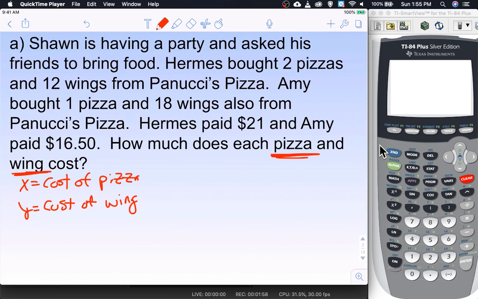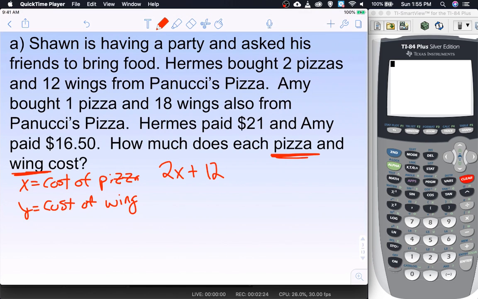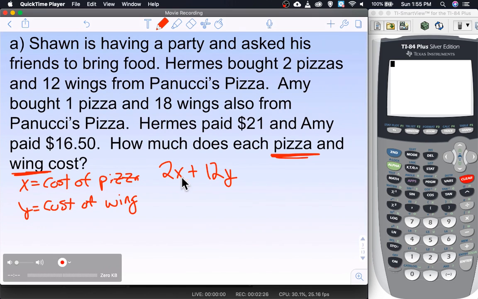Okay, so now reading through the problem again, Sean's having a party, asks his friends to bring food. Hermes bought 2 pizzas and 12 wings. And Amy bought 1 pizza and 18 wings. Hermes paid $21. So he bought 2 pizzas, so 2 times the cost of the pizza, plus 12 wings. 2 pizzas plus 12 wings.